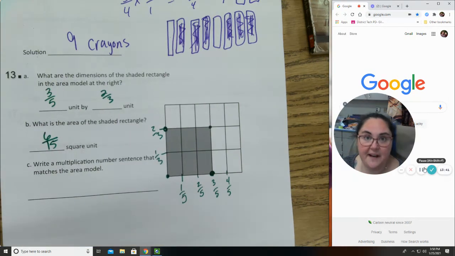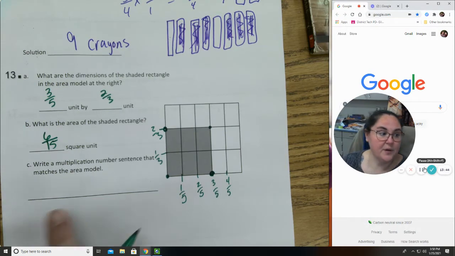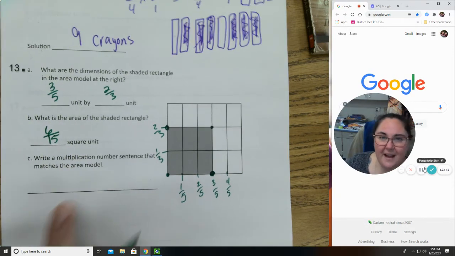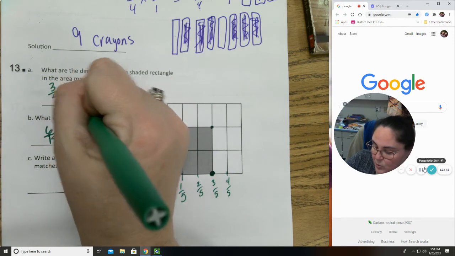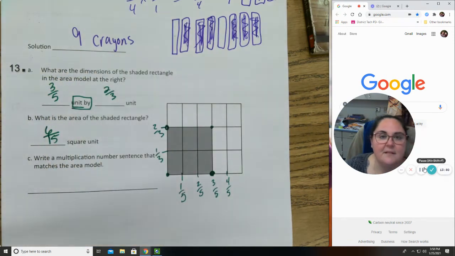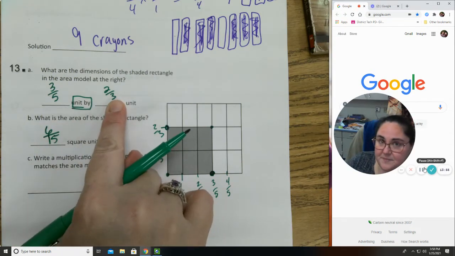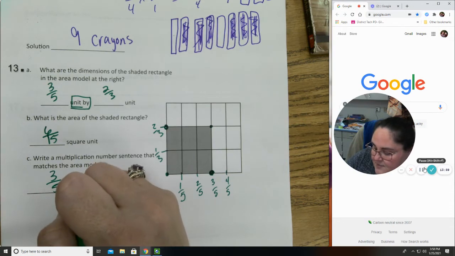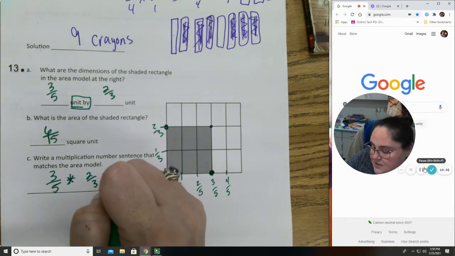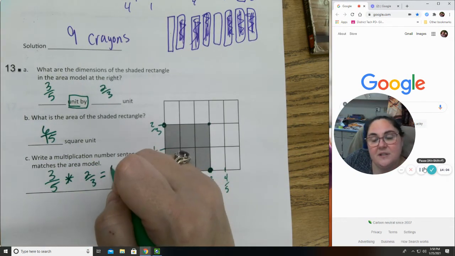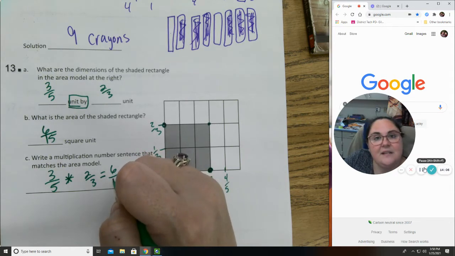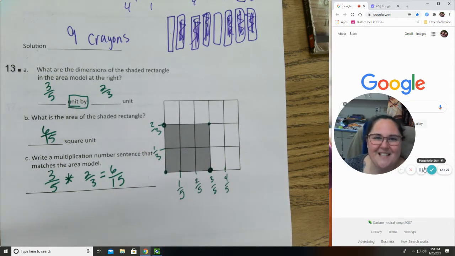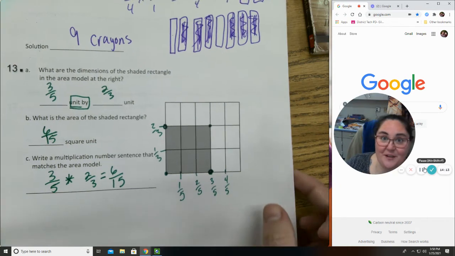Now, let's try to find our final number sentence. By the way, in math, when you see the word by, it means multiply. So you can use this to help you. Okay, 3/5 times 2/3 equals 3 times 2 is 6, 5 times 3 is 15, 6/15. I love it when our math matches our picture, right?